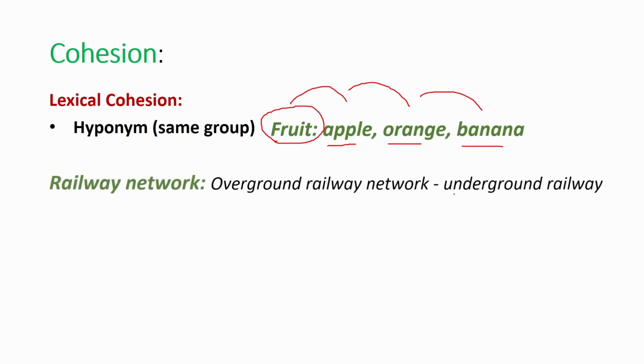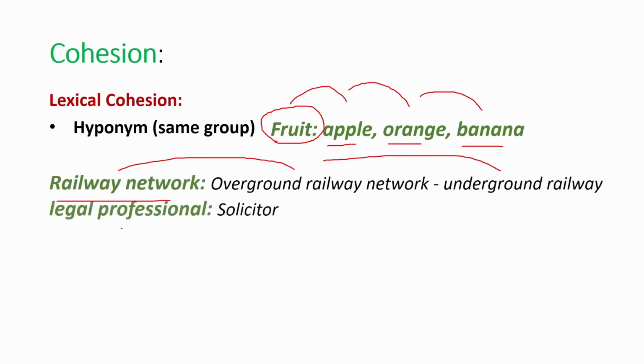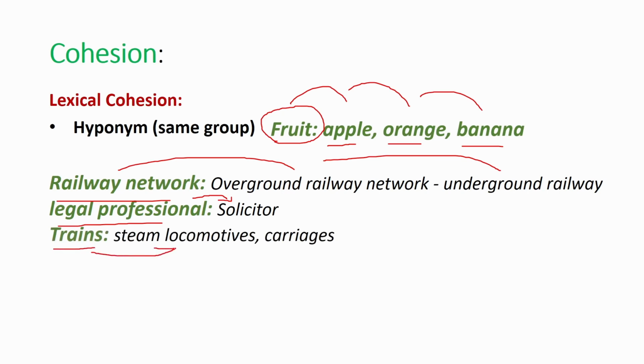So in the text, we have railway network, and overground railway network, underground railway, they're all different types of railway network. Another one, legal professional. So solicitor is a type of a legal professional, and also trains, the main category here. We have trains, and as you can see, we have steam locomotives and carriages as different types of trains.